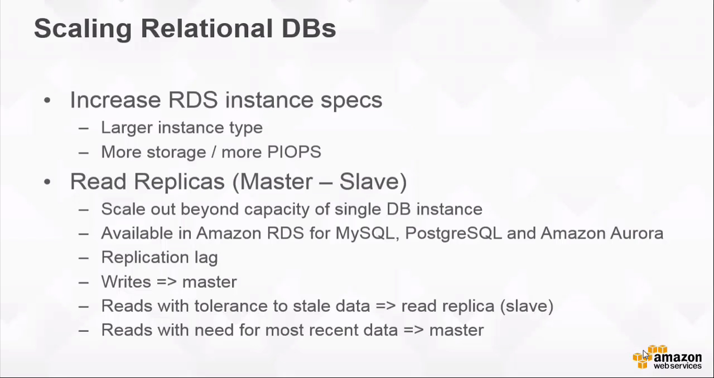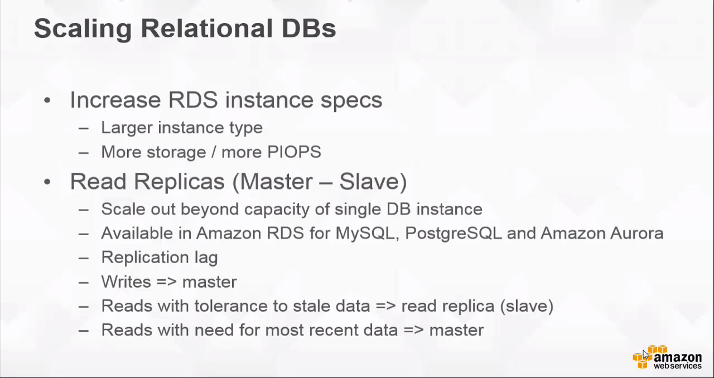We can obviously add more and faster storage or move to a larger server on RDS with just a few clicks. But in terms of read capacity, we can scale beyond the limits of a single database server. This happens via the use of read replicas. These are additional servers that hold asynchronous copies of your data. On RDS, this is available for MySQL and PostgreSQL.